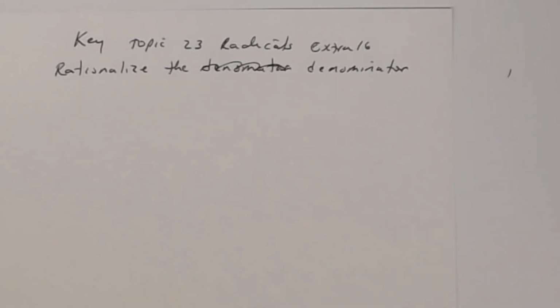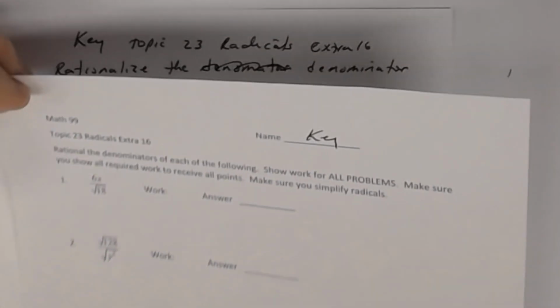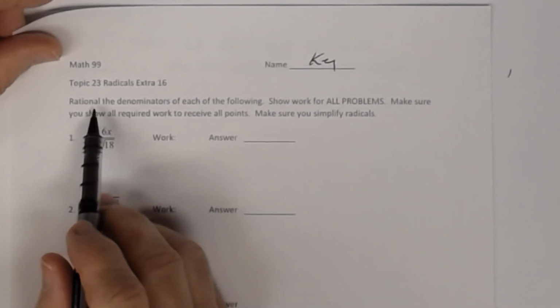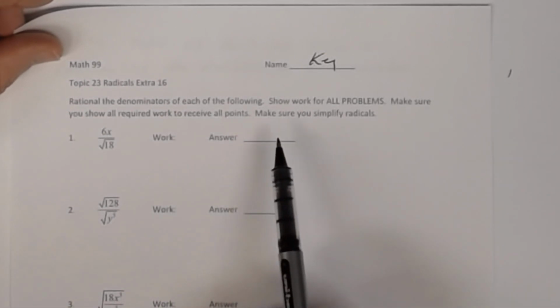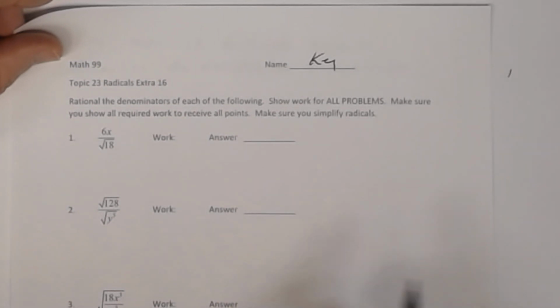Okay, so this is the key to topic 23, the worksheet on radicals, and this is the worksheet that's called Extra 16. On this worksheet, you want to rationalize, although it said rational, I meant to say rationalize. You want to rationalize the denominator. And you have to show the work for all problems. And then it says to also make sure you simplify the radicals.